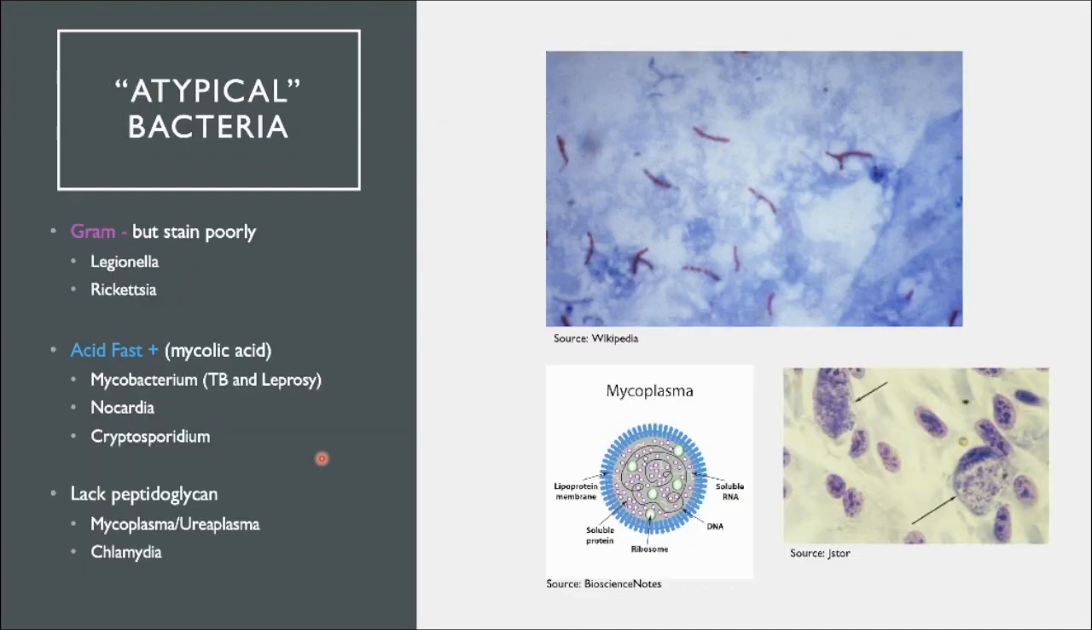All right. That being said, there are bacteria that don't fall into either of those categories, and we typically call them atypical. Really, all this means is that for whatever reason, they don't gram stain. That could be for a variety of reasons. Some are just so small that they typically don't stain very well, Legionella and Rickettsia being the prime examples of these two. They have gram-negative structures. However, they're so tiny that you can't really see them on the microscope. And so we would say they are gram-negative but stain poorly.